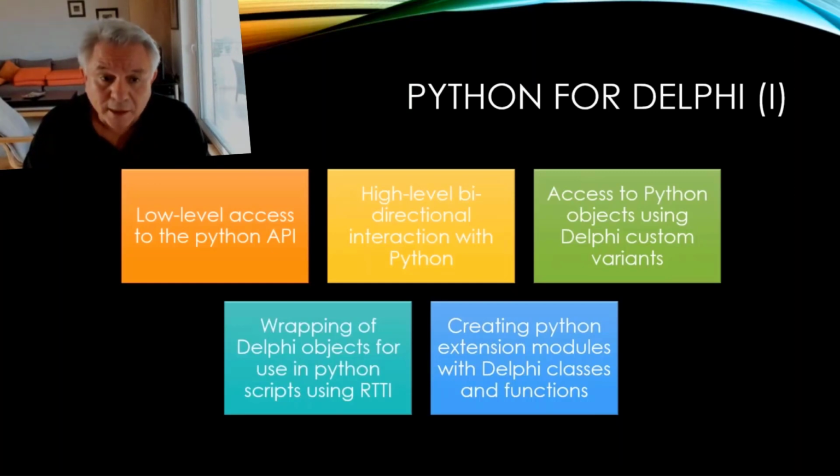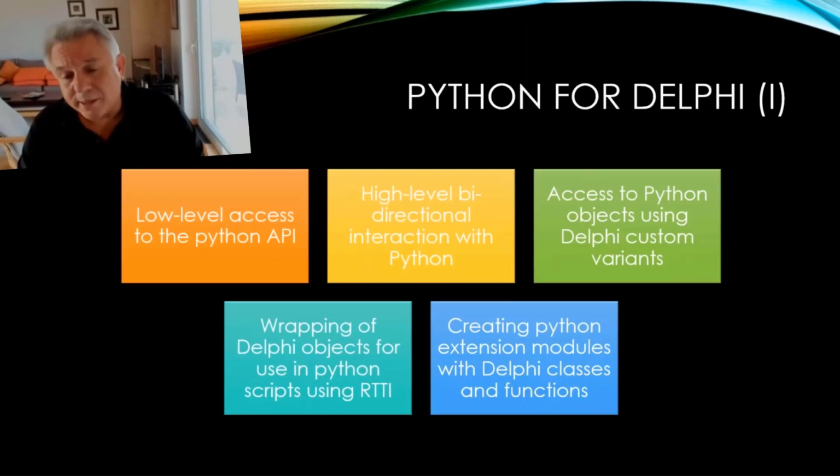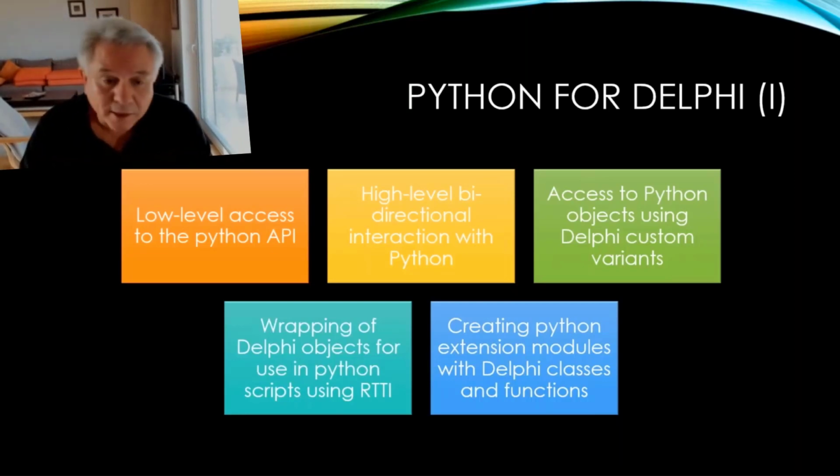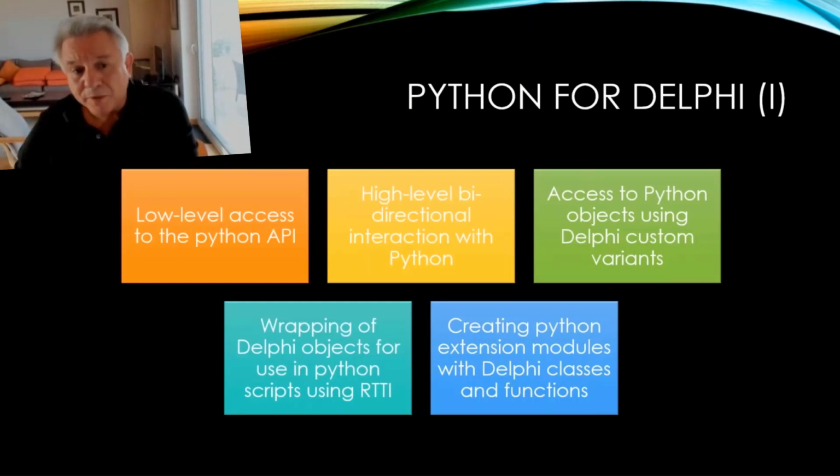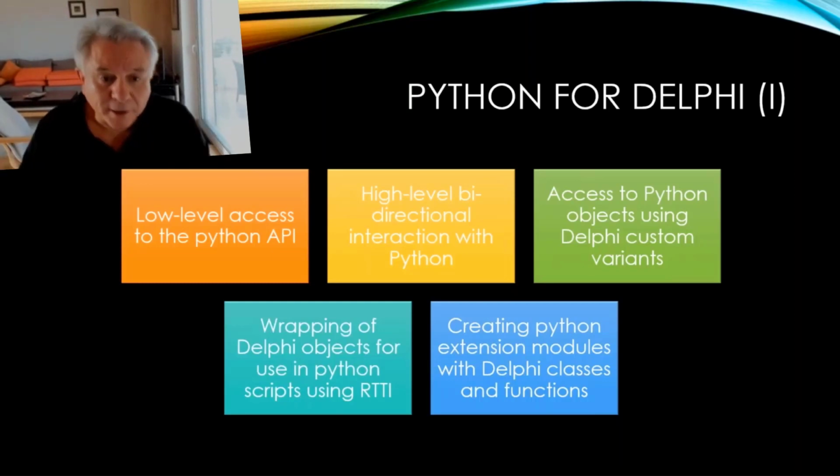And the second aspect is the wrapping of Delphi objects using RTTI, among other things, using the Python wrap, Delphi wrap sort of objects. And the final aspect of the library is the ability to create Python extension modules. In other words, modules which can be used in Python without having access to Delphi. So you can zip them, you can actually deploy them, and they're used directly from Python.